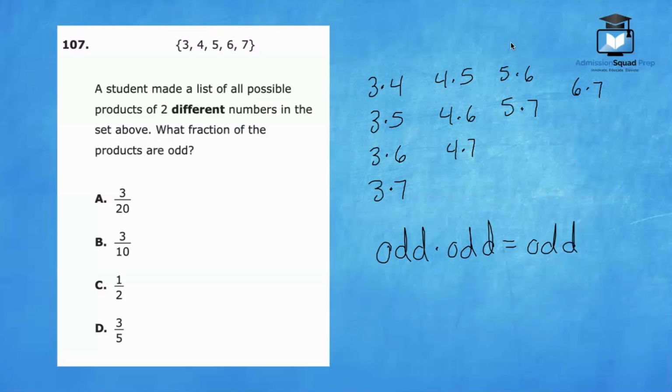So when we take a look at our possible products here, we have 3 times 5, we have 3 times 7, we have 5 times 7, and those are the only possible pairs where you're multiplying 2 odd numbers. So the fraction of products that are odd will be 3 out of 10. So B is the correct answer.